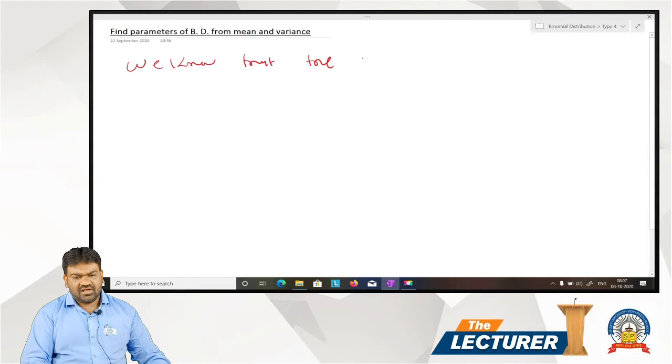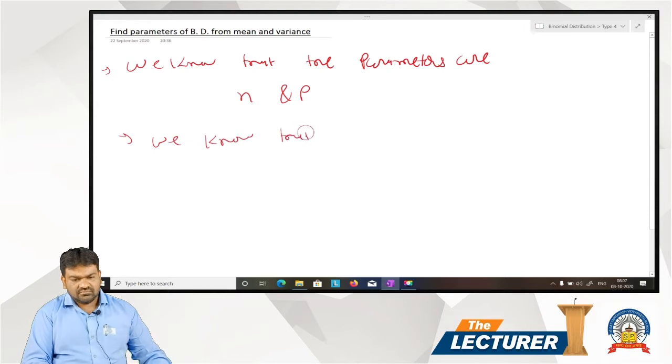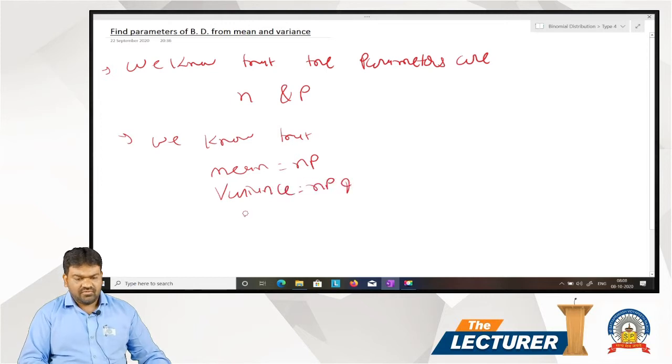We know that the parameters are n and p. We also know that the mean of binomial distribution is np and variance is npq. Standard deviation is under root npq.